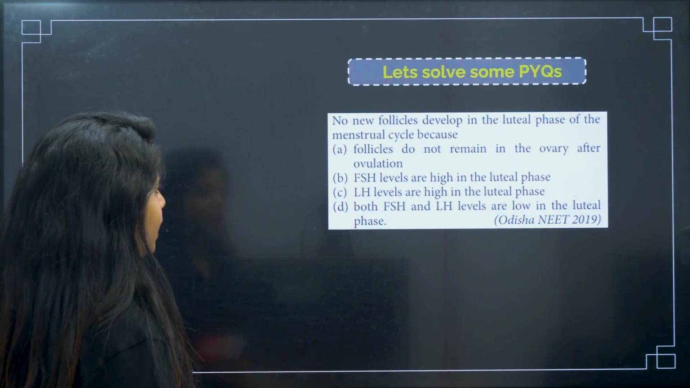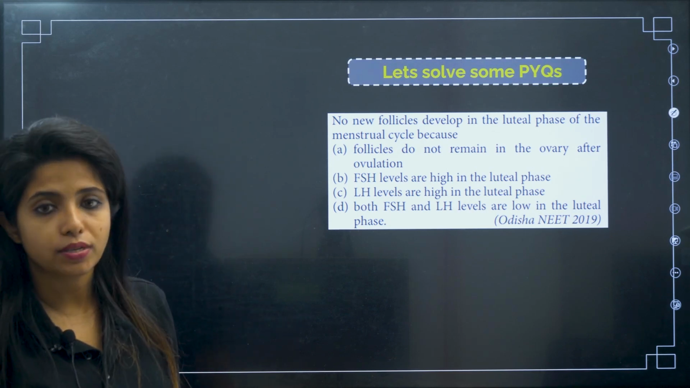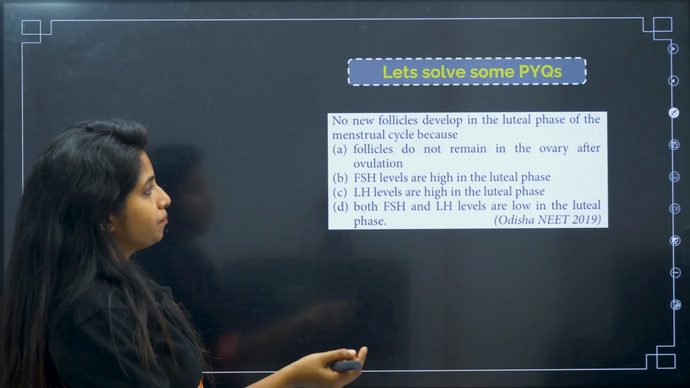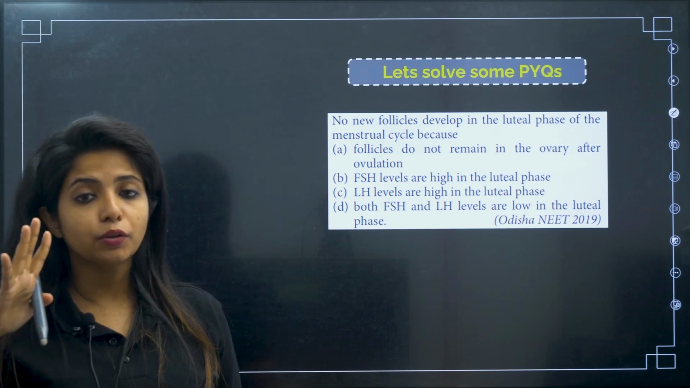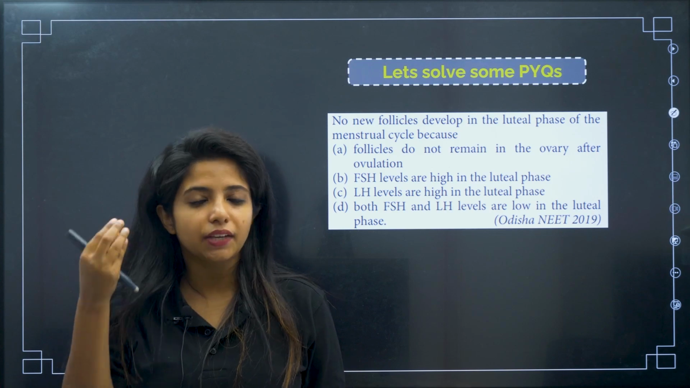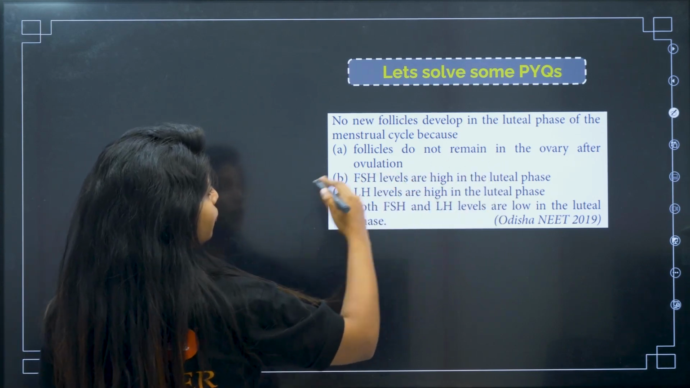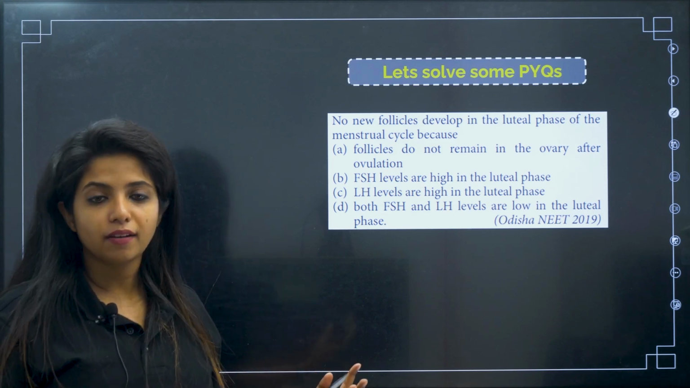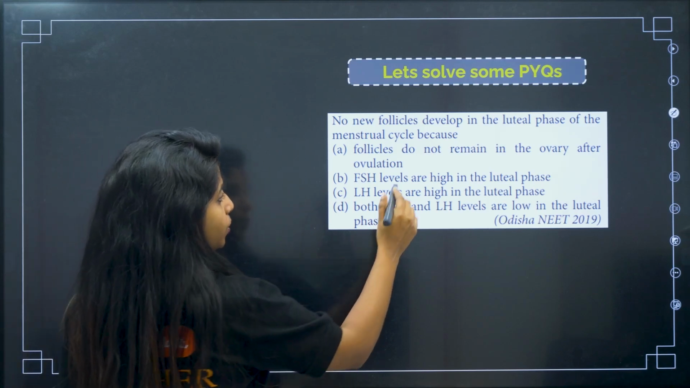Okay. Going ahead, no new follicles develop in the luteal phase of the menstrual cycle because in the luteal phase, what is the luteal phase? The third phase, the last phase. So no new follicles are developing during this particular phase. So first thing that you should know is that to grow follicles, what do we need? We need FSH and mostly LH as well. So let's see. Follicles do not remain in the ovary after ovulation. If that was the case, then probably there was no reproductive cycle which could go up to menopause. So obviously follicles do remain, and some of them die.